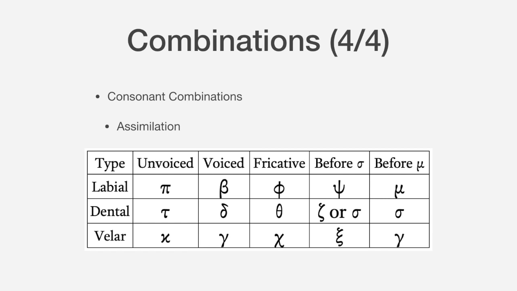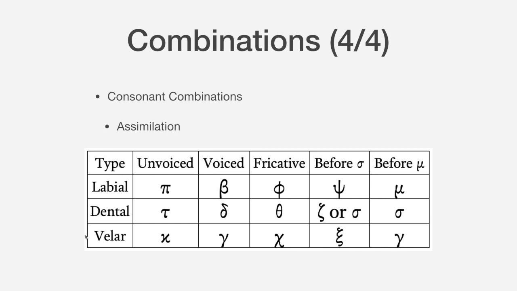Now let's take a look at some consonant combinations. So what happens when two consonants come together? Well, there's a specific set of changes that take place for three kinds of letter in particular. We have labials, dentals, and velars. Labials because you use your lips, dentals because you use your teeth, and velars because you use the soft part at the back of your mouth on the top.